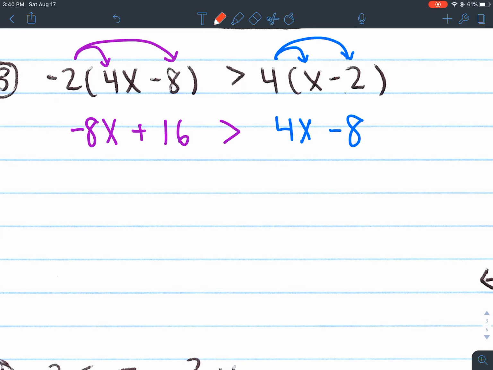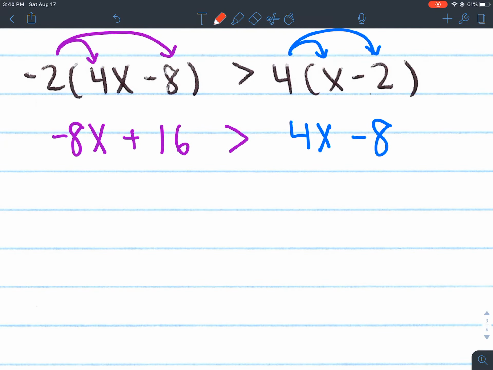Now, like I said, I like my x on the left side, so I'm going to go ahead and move it to the left side. Doesn't really matter. I'm going to go ahead and subtract 4x on both sides. So this 4x will go away, right? If I have $4 and I take away $4, I now have no dollars. And then I take away 4x on this side.